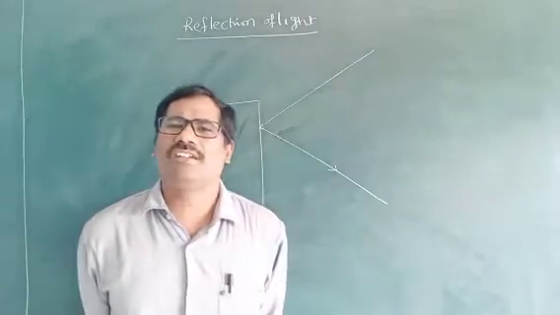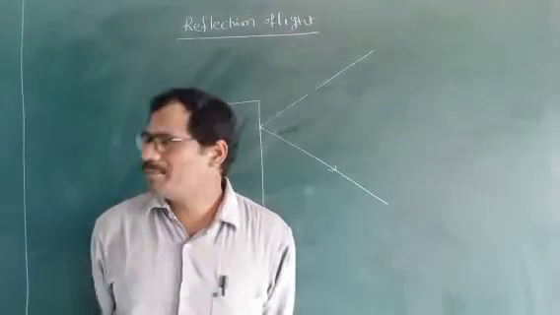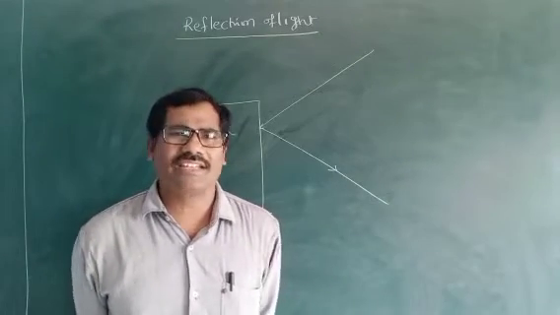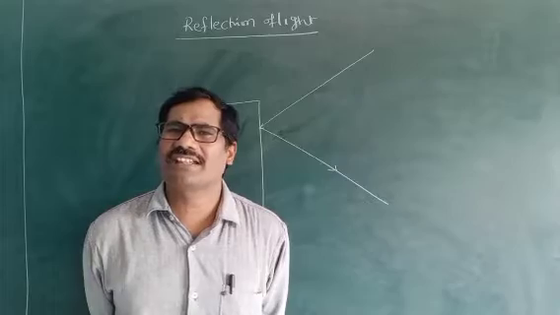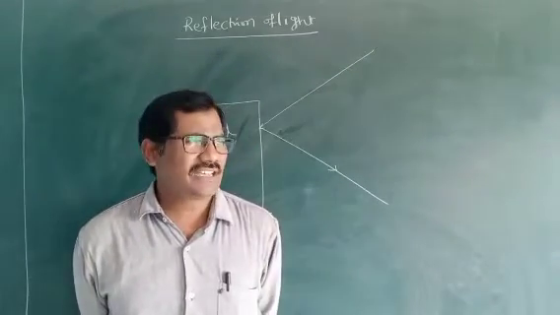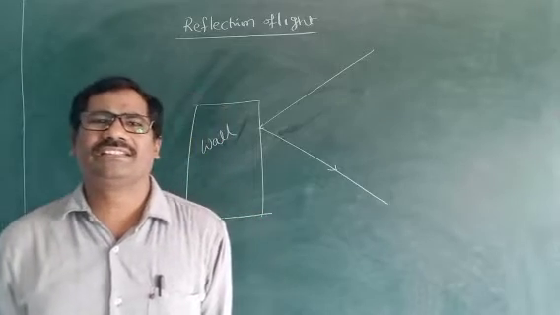That is the property of light. What is reflection? The return of light into the same medium after striking a surface is called reflection.